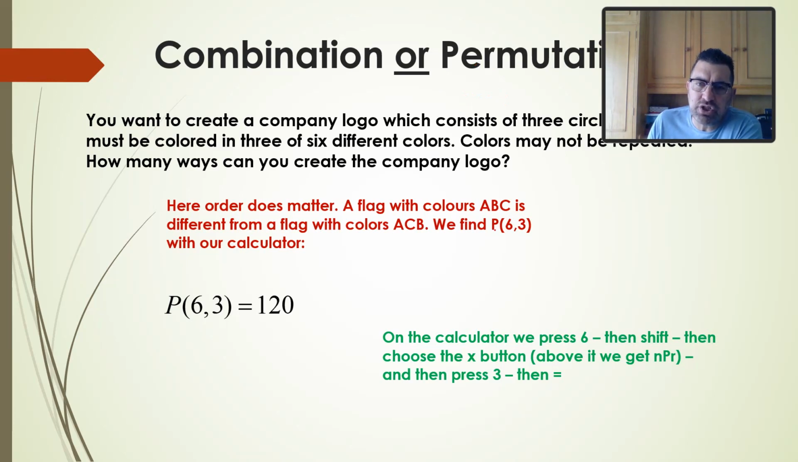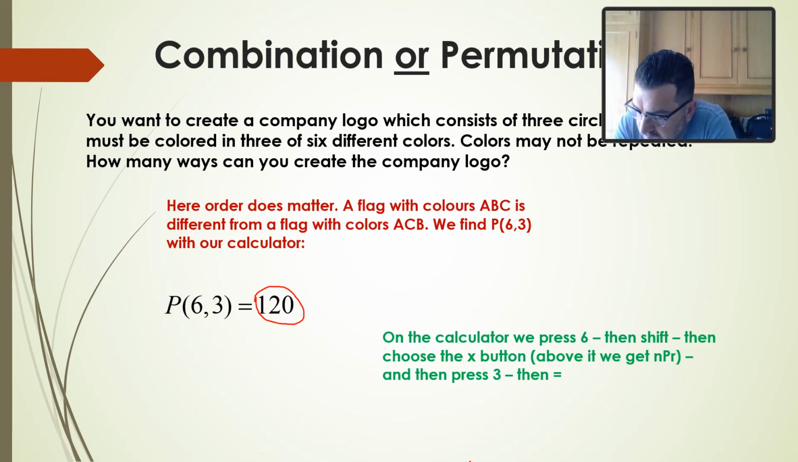So permutation, which is arrangement, there's 6 available, we need to choose 3. So there's 120 ways in which this can happen. On the calculator you will press 6, then shift, and then press the x to the power minus 1 button to get to the factorial. Or if you look at your calculator, above the multiplication and division sign you'll find nPr and nCr. So you press 6 and then shift nPr, then press 3 and the result comes out.